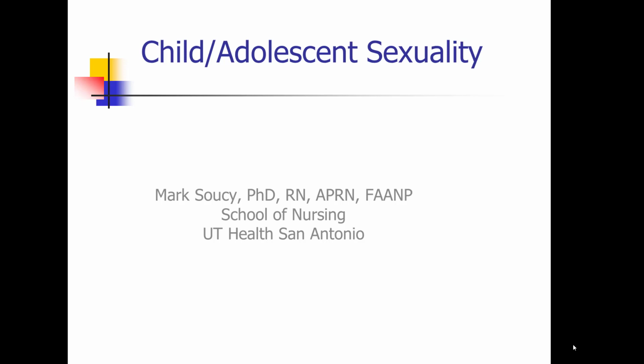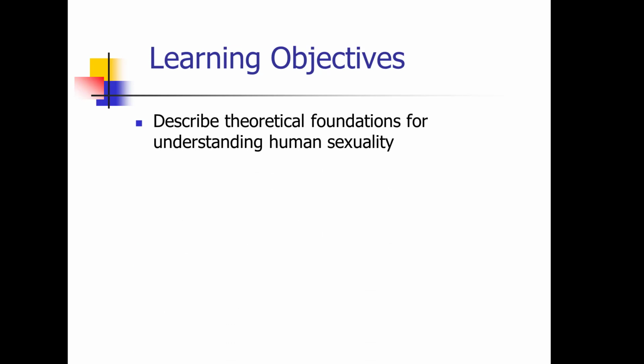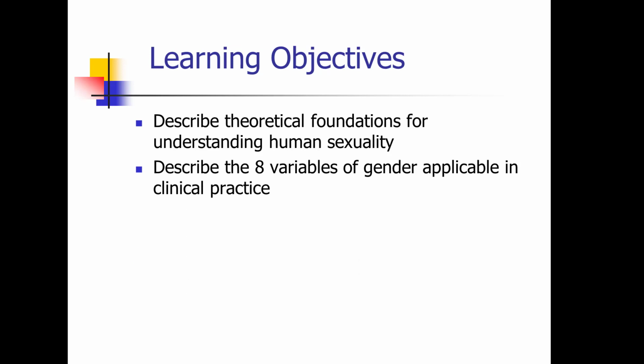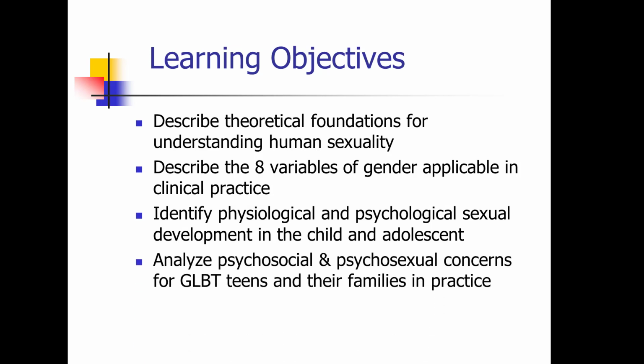This lecture is going to be delivered in two parts. The learning objectives are to describe the theoretical foundations for understanding human sexuality, to describe the 8 variables of gender applicable in clinical practice, to identify physiological and psychological sexual development in the child and adolescent, to analyze psychosocial and psychosexual concerns for LGBT teens and their families in practice.